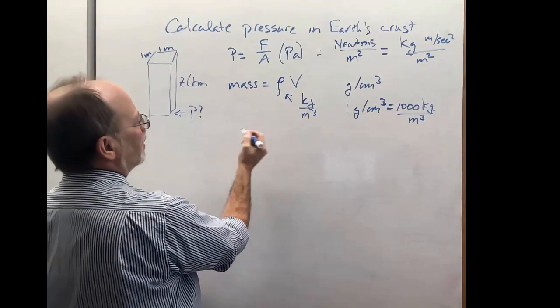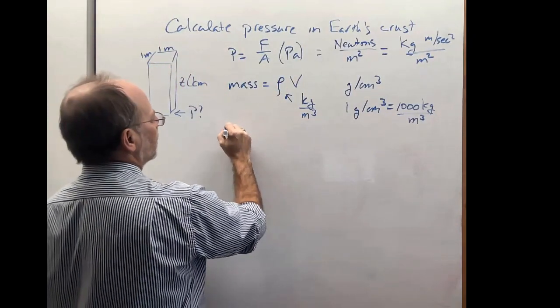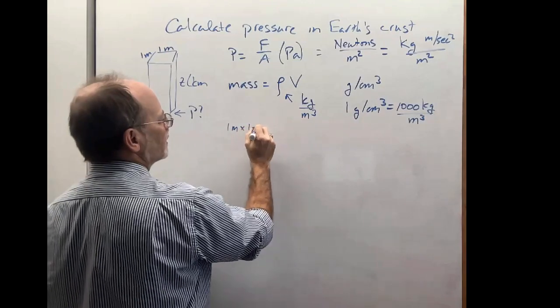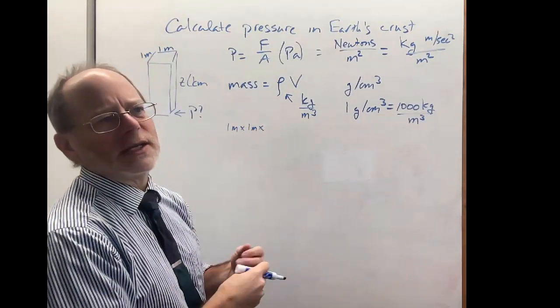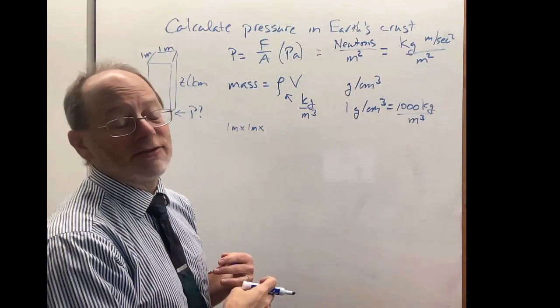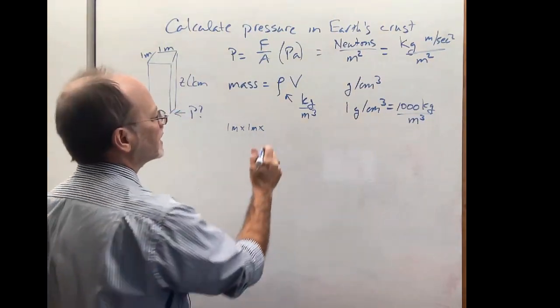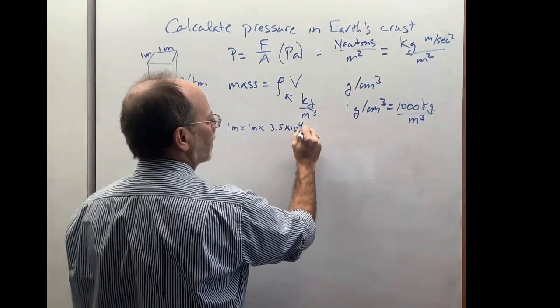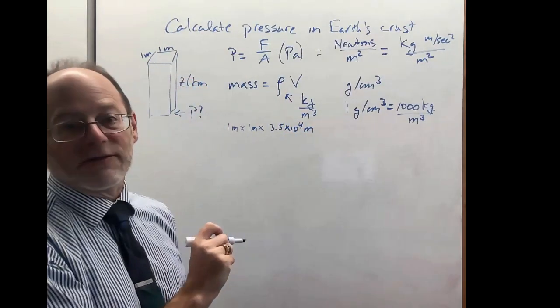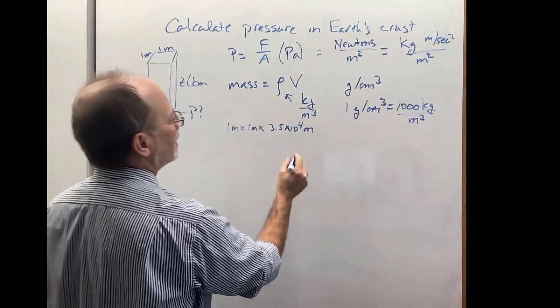Well, we take our volume, which is going to be 1 meter by 1 meter by, what do we want to use for z? Let's do a calculation at the base of the crust. Let's say it's 35 kilometers thick. So we're going to take 3.5 times 10 to the fourth meters, 35,000 meters. That's going to be our volume.